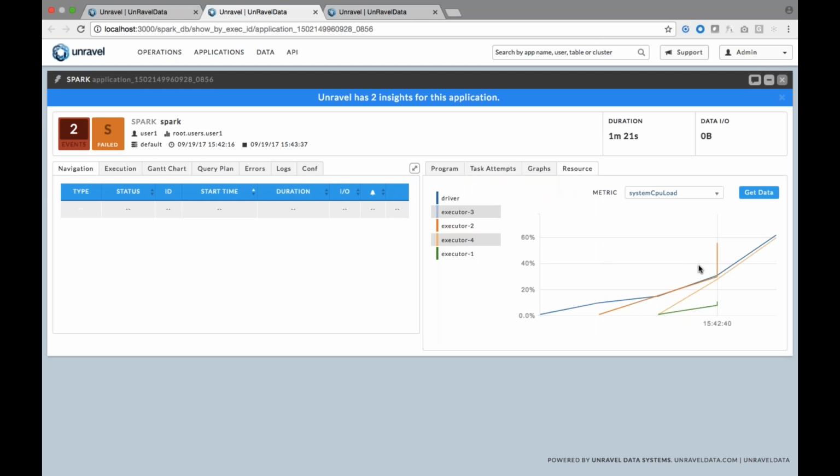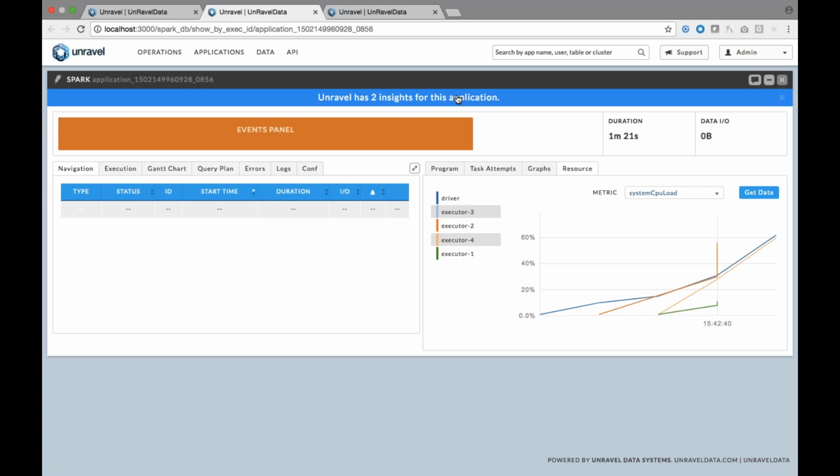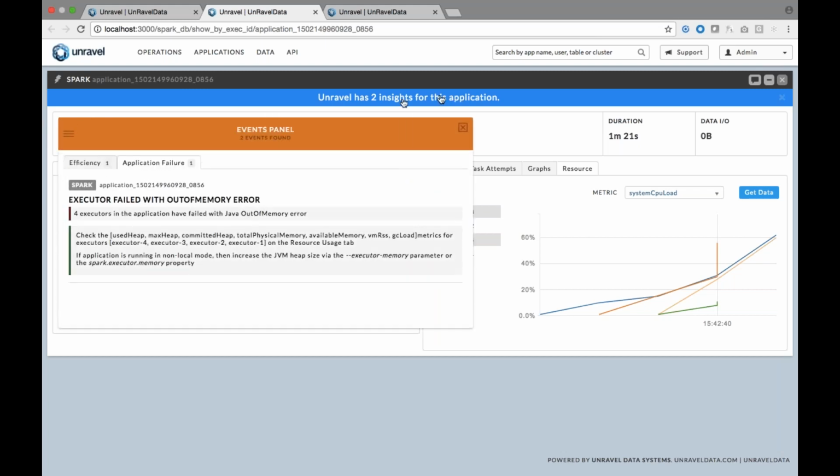Let's see what Unravel has to tell you in this particular case for a failed application. So now you can see how Unravel, along with efficiency analysis, also does root cause analysis of applications. In this particular case, it's telling you right up front that this application failed with an out of memory problem. 4 executors in the application have failed, and it is guiding you towards which metrics to look at and which parameters you need to change to get this application running again.